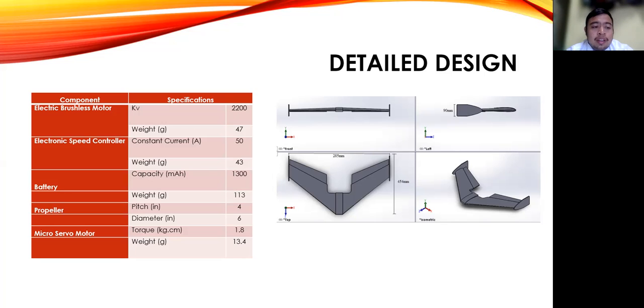For the electric brushless motor, it uses 2,200 kV, which is about 47 grams. For the electronic speed controller, the constant current is 50 amperes and 43 grams. The battery capacity is 1,300 mAh, which is about 113 grams. The pitch of the propeller is 4 inch, and the diameter of the propeller is 6 inch. And lastly, for the micro servo motor, the torque is about 1.8 kilogram centimeter, which is about 13.4 grams.